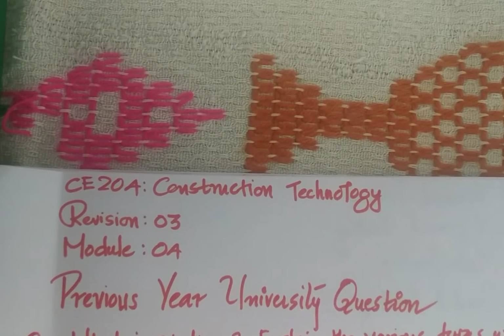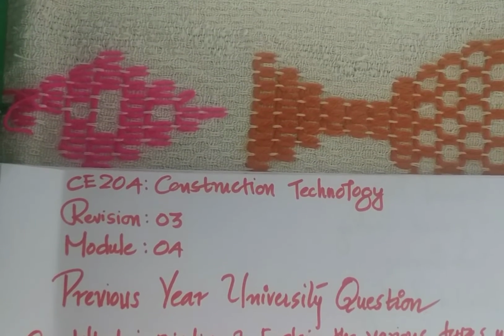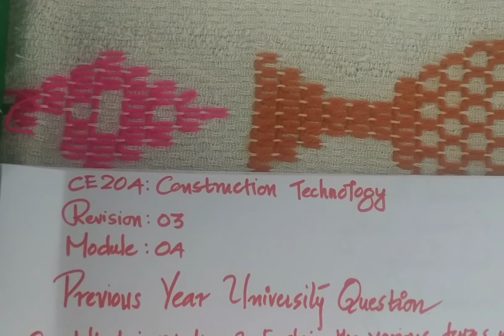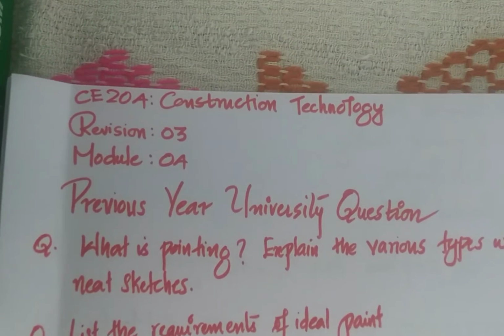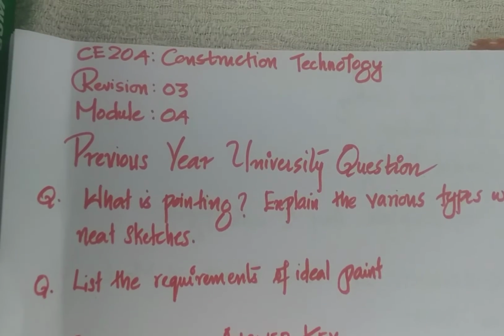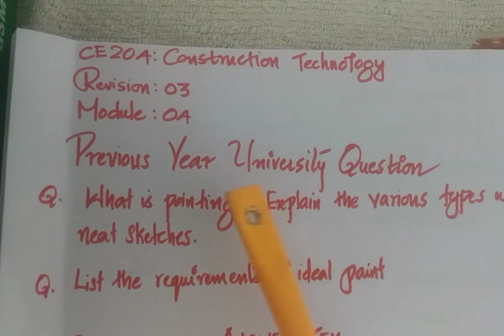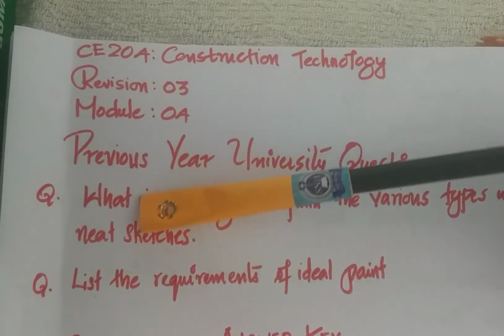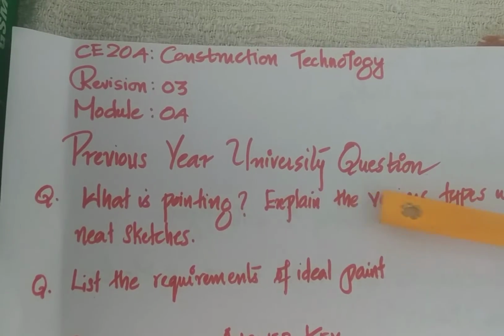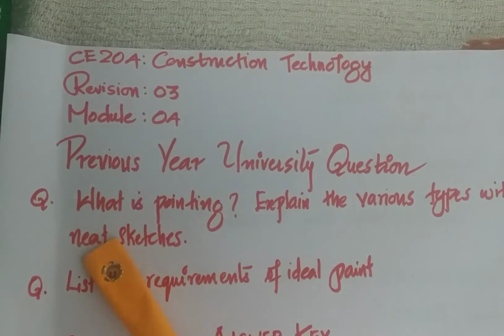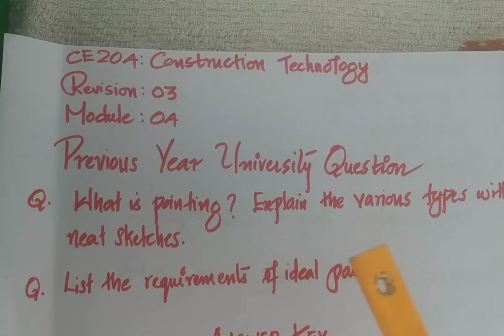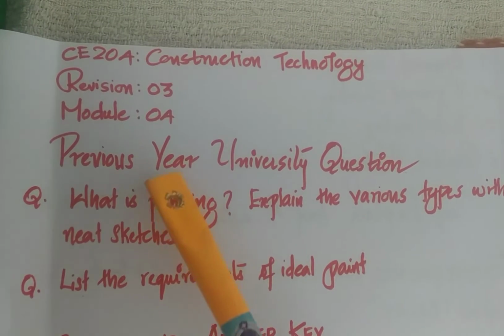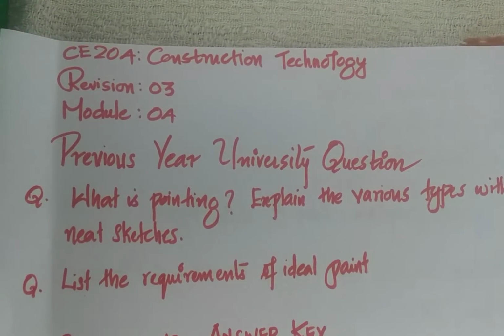Welcome to the class of Construction Technology. We were doing our revisions. Today we are going to discuss some of the previous year university questions asked from Module 4. The first question is, what is pointing, and explain the various types with neat sketches. The second question is, list the requirements of ideal paint. These are the two questions asked for 15 marks from the previous year university question paper.